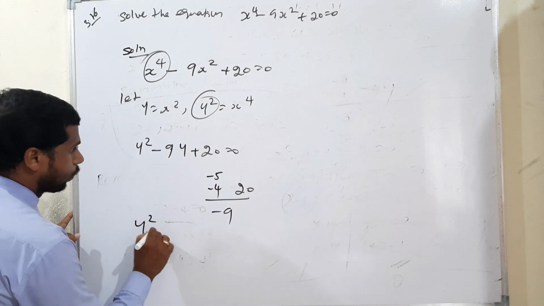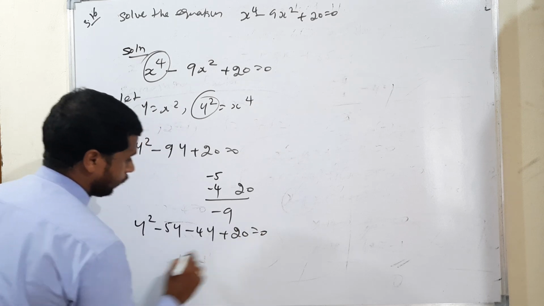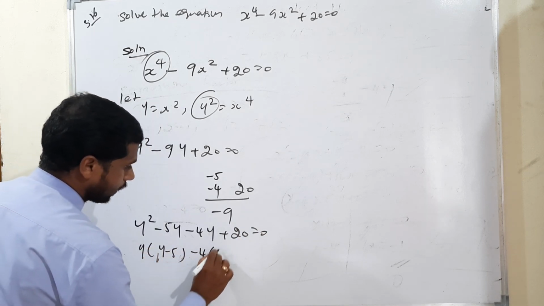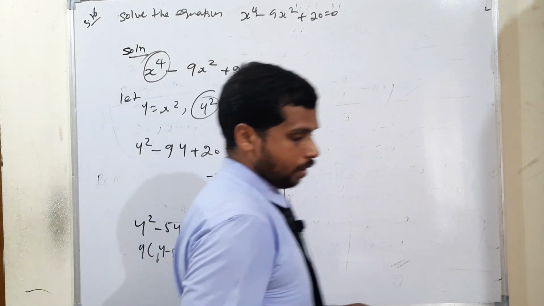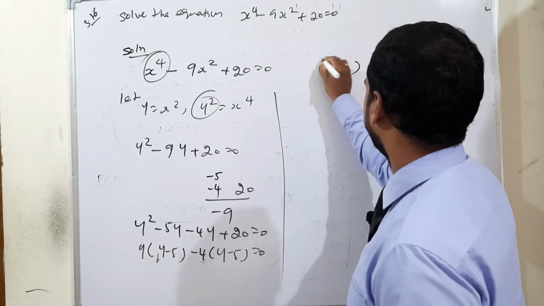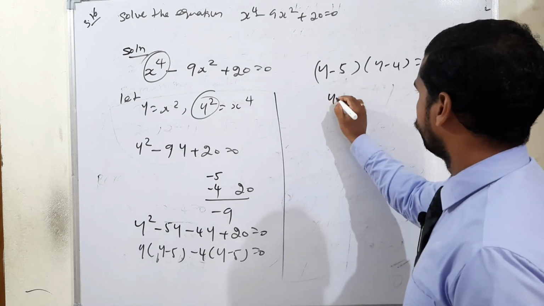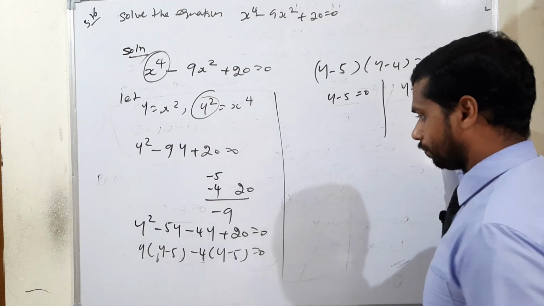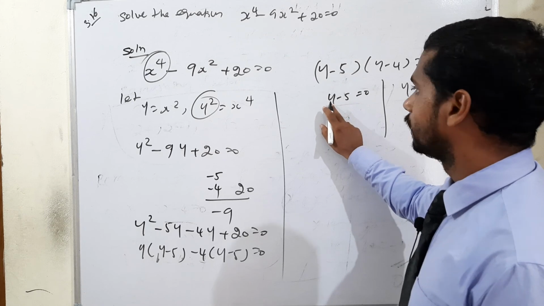Therefore, y square minus 5y minus 4y plus 20 is equal to 0. Again take y common outside: y minus 5, minus 4 common outside: again y minus 5. So, what is the common factor? y minus 5, isn't it? So y minus 5 into y minus 4 is equal to 0. Therefore, y minus 5 is equal to 0, first condition. Second condition, y minus 4 is equal to 0. Therefore, already we know y is equal to what is the value?